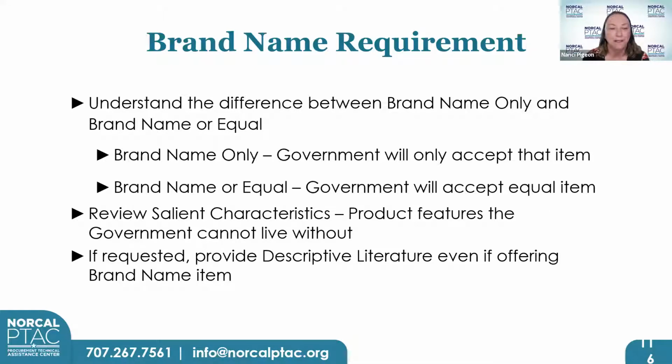Now if it says brand name or equal, that means they're giving you a brand name specification, but they're willing to accept other options. Maybe they don't know what other options are out there. Maybe you have a better option that you want to pitch to them. So if it does say brand name or equal, you can send them an equal, but you'll need to show how your equal compares to the brand name. And you'll also need to include some descriptive literature or performance details, whatever's available to sell that product to them as better than the brand name.